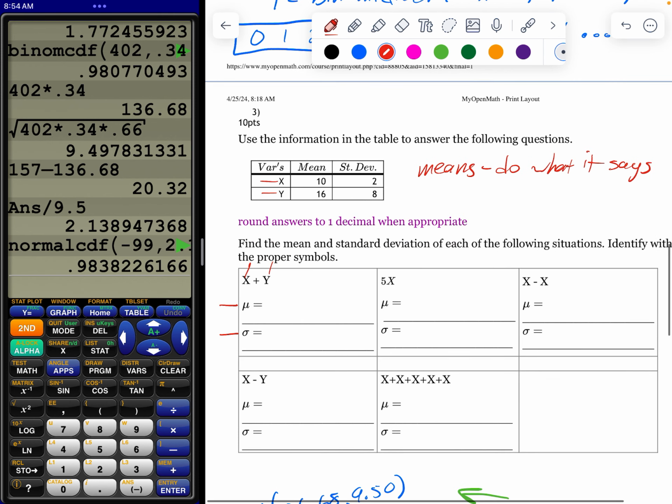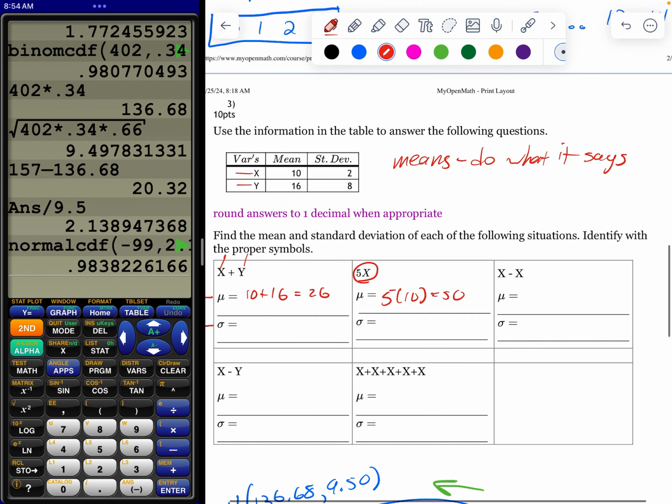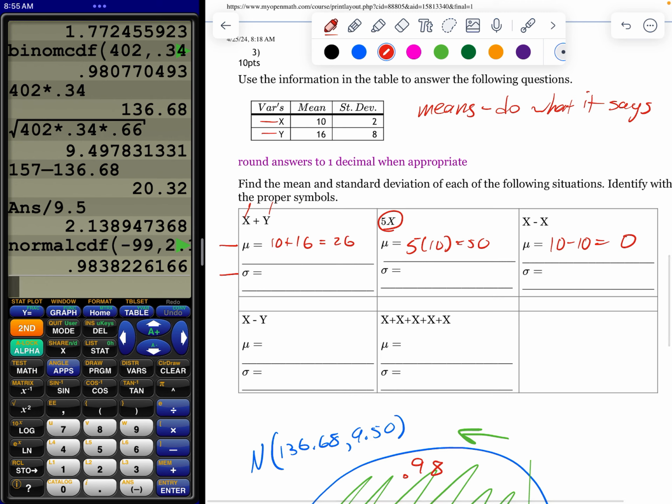So x plus y, I would just do 10 plus 16. So the new mean is 26. Okay. If you had 5 x's in a row, you'd have 5 times 10, so you'd have 50. So the means we could go through and do pretty easy. If you subtracted all the x's from themselves, you'd expect nothing. 10 minus 10. X minus y, 10 minus 16, negative 6. And then we have 1, 2, 3, 4, 5. So that's 10 plus 10 plus 10 plus 10 plus 10 equals 50.